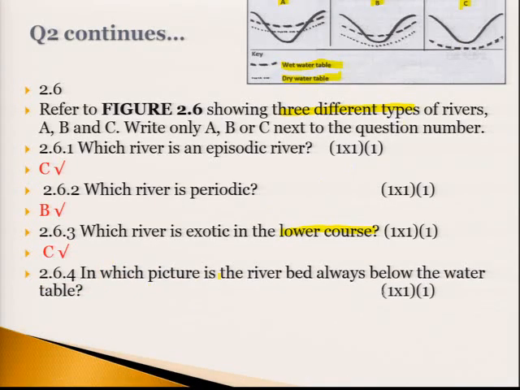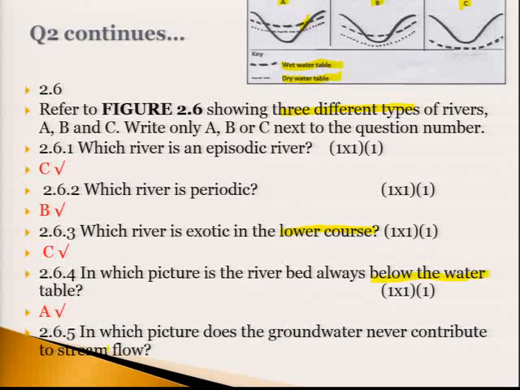And then, in which picture is the riverbed always below the water table? When you check, you find that the riverbed is always below it in A, our permanent river that flows all throughout the year. And in which picture does the groundwater never contribute to the stream flow? Remember, underground water: amongst the three, where you don't see any contact, we say look at C. The water table is far from contact with it.